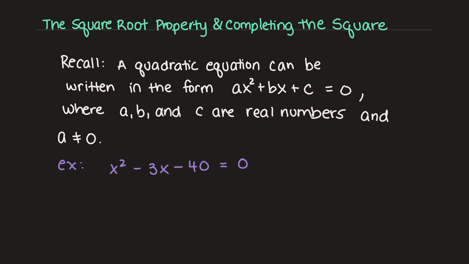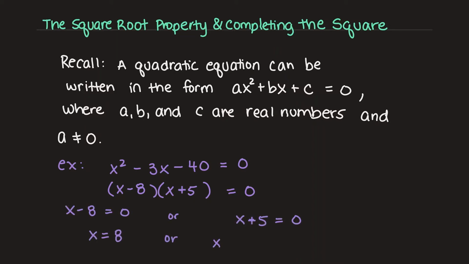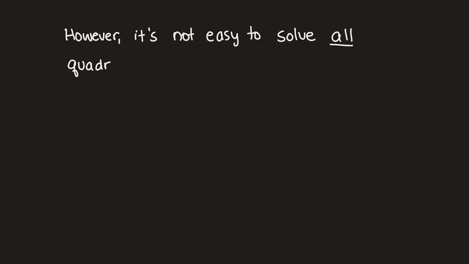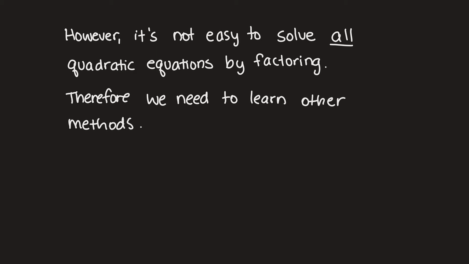We can solve quadratic equations by first factoring and then using the zero product rule. So the left side factors to x minus 8 times x plus 5. Then we set each factor equal to 0 and solve for x. We get x equals 8 and x equals negative 5 as solutions. However, it's not easy to solve all quadratic equations by factoring. Therefore, we need to learn other methods.